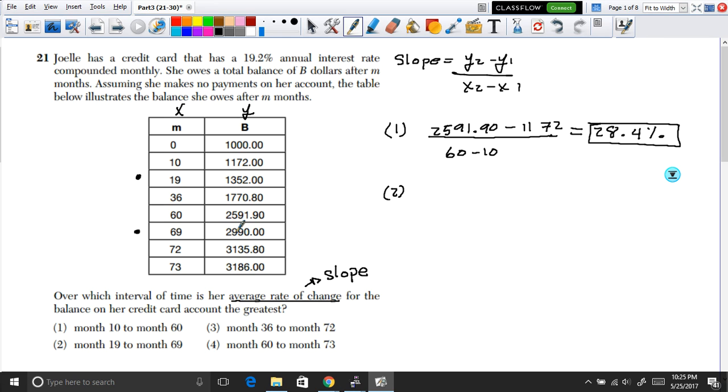So for here, our y2 is going to be 2990 and our y1 is going to be 1352. So let's find the slope. Just plug in those numbers. 2990 minus 1352. x1 69. I'm sorry, x2 is 69, x1 is 19. So we're going to have 69 minus 19. And if you do this in the calculator, you are going to get 32.8.